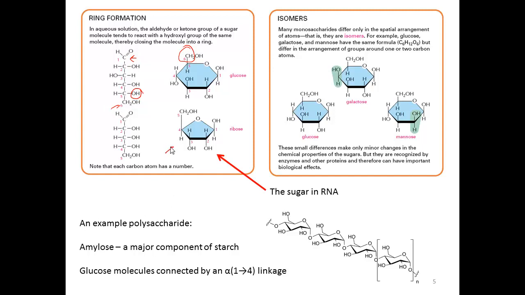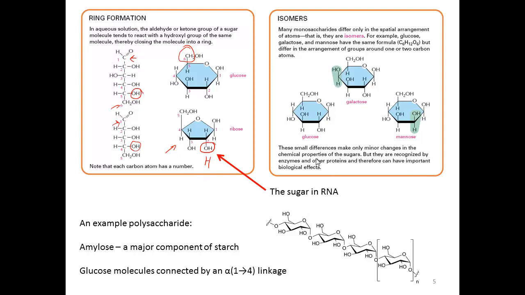This is the sugar ribose, which has 5 carbons. The cyclization mechanism is similar. The hydroxyl group of the 4th carbon attacks here at the carbonyl group, which will make a 5-membered ring. Ribose is the sugar of RNA. If this hydroxyl group were changed to a hydrogen, then ribose would become deoxyribose, and we would have the sugar for DNA.